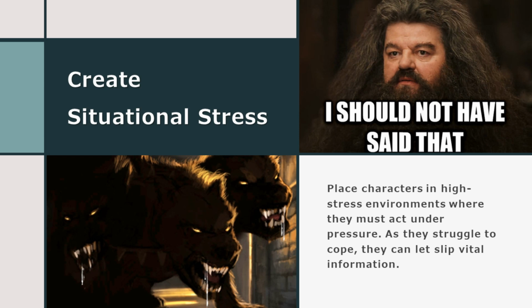3. Create situational stress. Place characters in high-stress environments where they must act under pressure. As they struggle to cope, they can let slip vital information. My immediate thoughts are towards Hagrid slipping up and admitting that he lent his three-headed dog to Dumbledore to guard the Philosopher's Stone. It's been some time, maybe I'm misremembering it, but I'm fairly certain that falls into a situational thing after when he's talking them through their concerns.